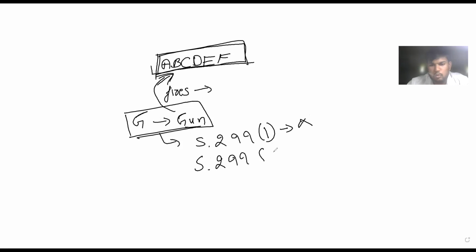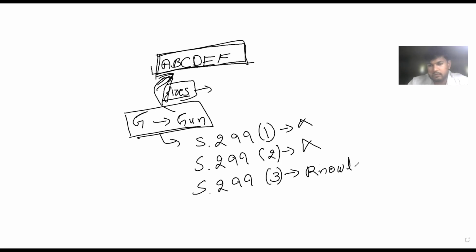299 2. Whether there is bodily injury? No. No bodily injury is there. He directly fired a bullet. There is no bodily injury. Failed. Section 299 3. Knowledge that such an act is likely to cause death.